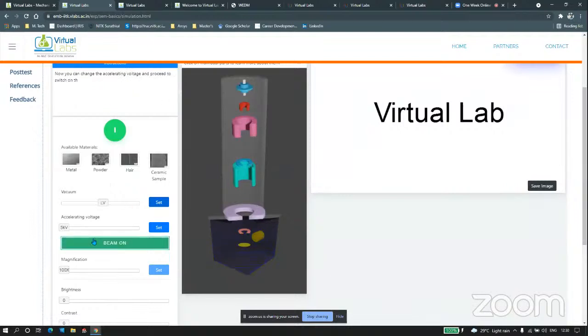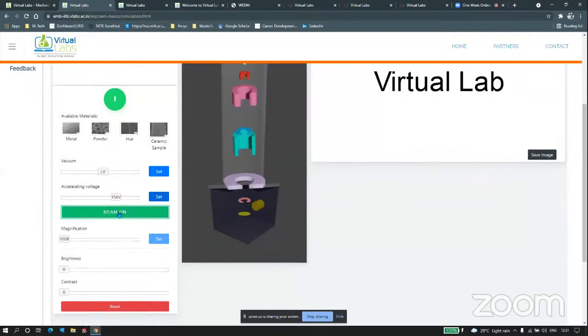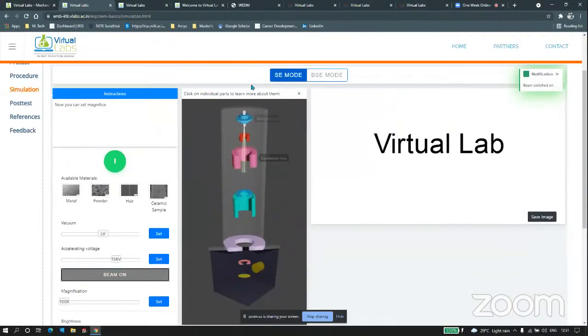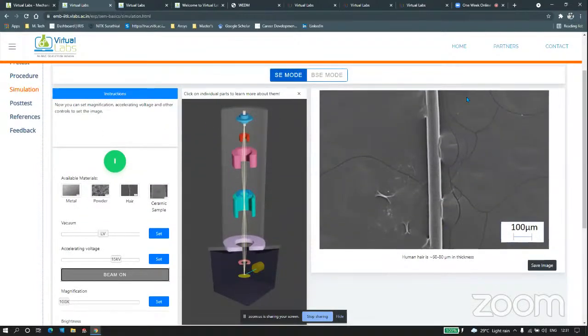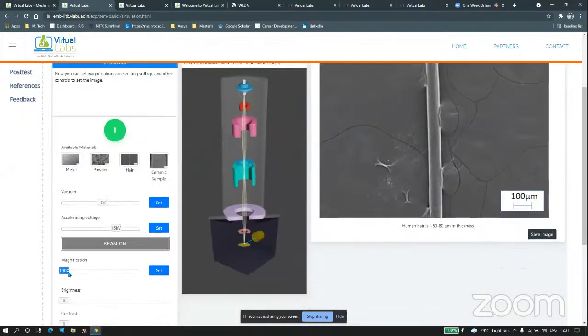I have to select the accelerating voltage. If you observed, when I set the vacuum to low vacuum, the vacuum is being created here. I'll select one accelerating voltage. Then I'll turn on the beam. A small animation will be played of a beam turning on, and the image that we get from an electron microscope will be displayed over here. I can save this image for later comparison, or I can magnify it.